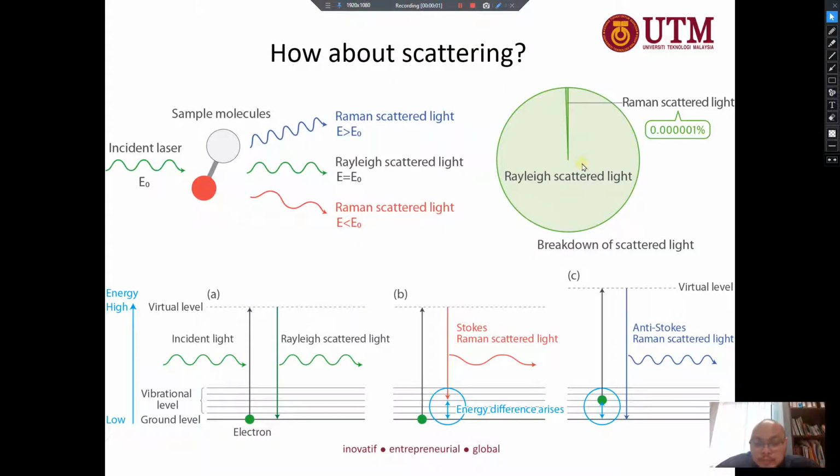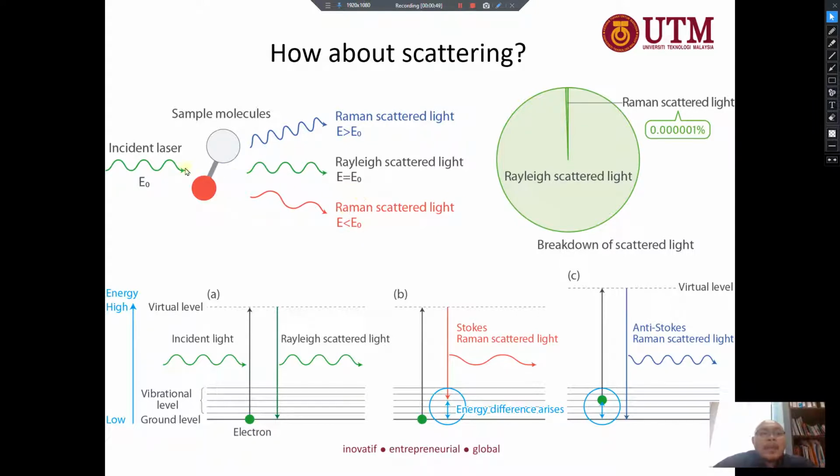So how about scattering? Most of the light that hits will also scatter. So the amount of energy that hits is the amount of energy scattered. That is most of the scattered light. It means that whatever amount of light is not absorbed or emitted will be scattered. Okay, most. But there is some situation where the scattered light interacts with the molecule or analyte of interest, which we call the Raman scattered light.